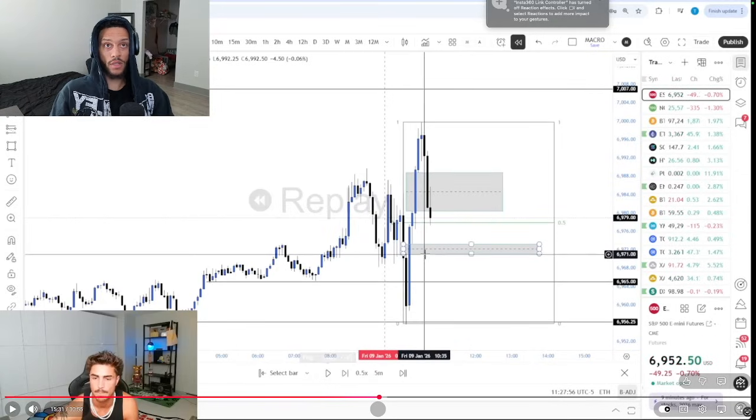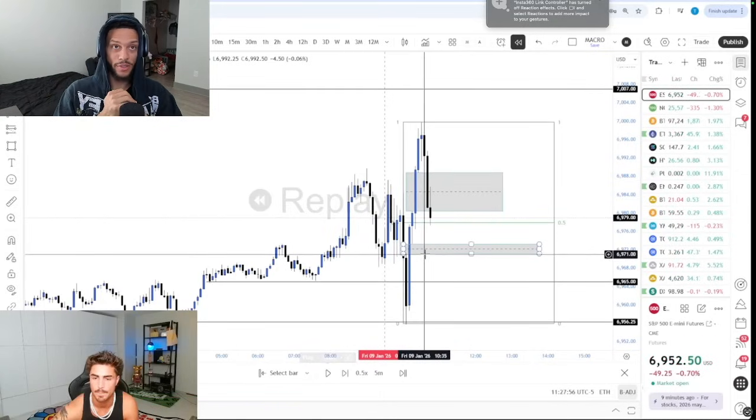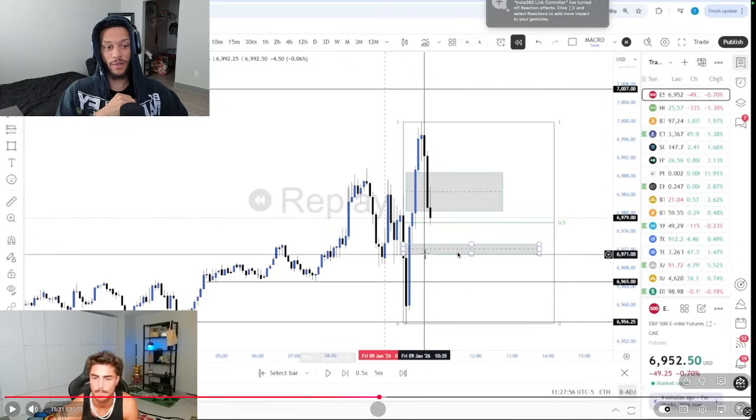Boom. I'm saying it's gonna tap into equilibrium, reject off. I'm thinking it's gonna hit this fair value gap down here. Boom. It's gonna come in, probably hit around here, and it's gonna take off. That's my prediction. We're gonna see.